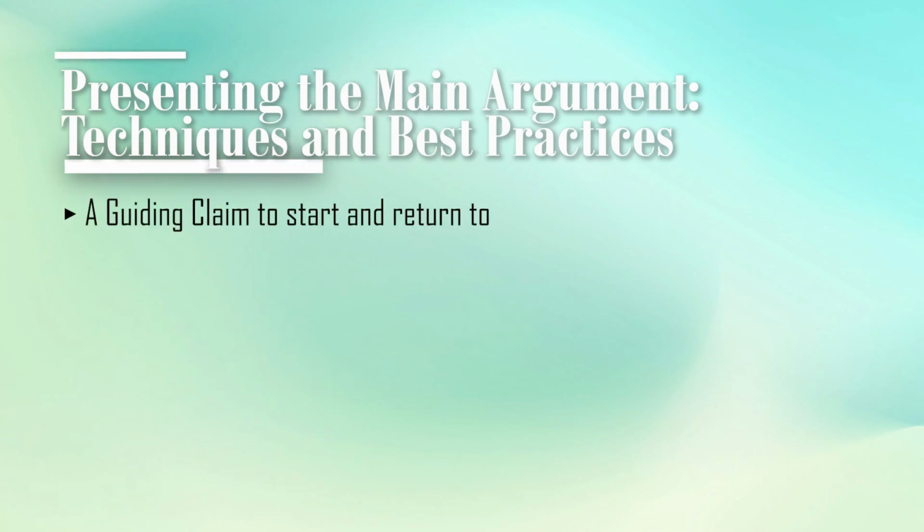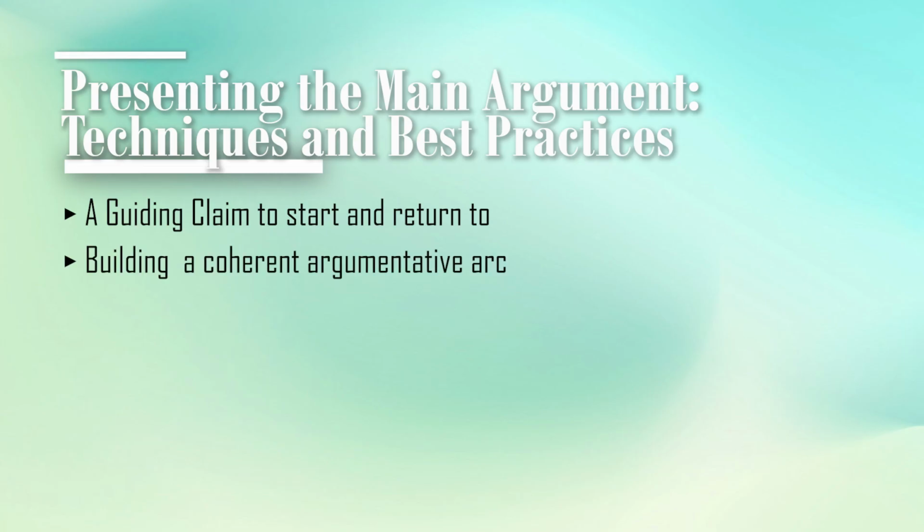A guiding claim is a primary objective or central claim that a research article begins with. And an entire study goes into the whole research article, which finally comes back again to the guiding claim as justified. So a guiding claim becomes the starting point as well as a point of return in a research article. Then comes building a coherent argumentative arc.